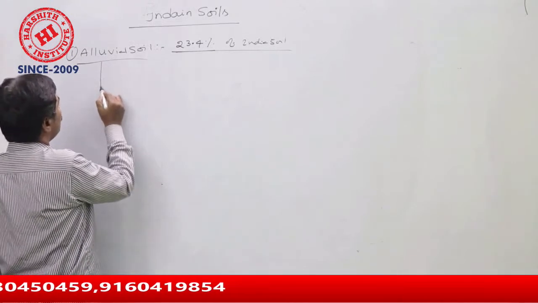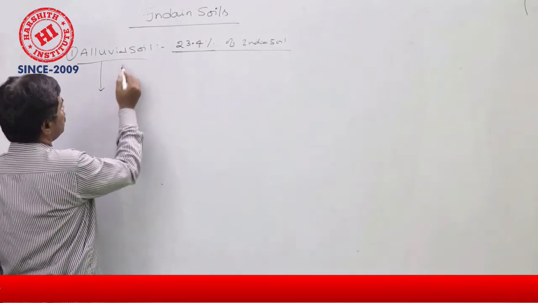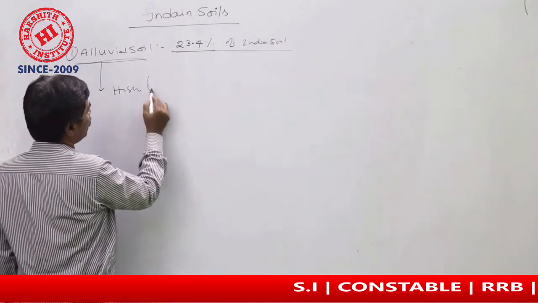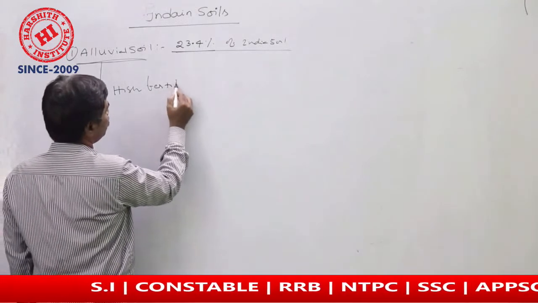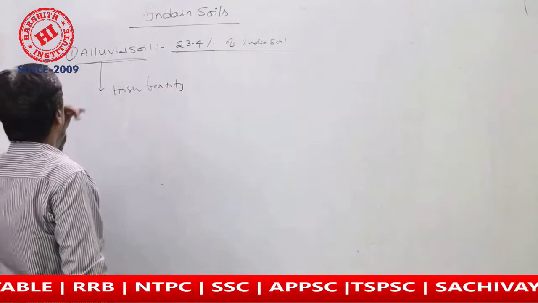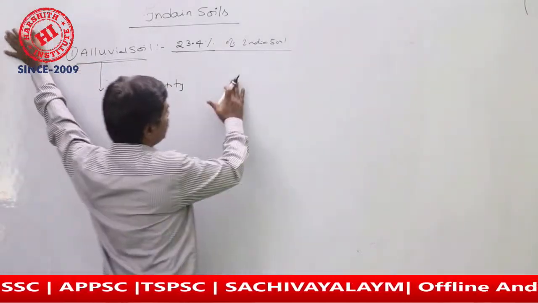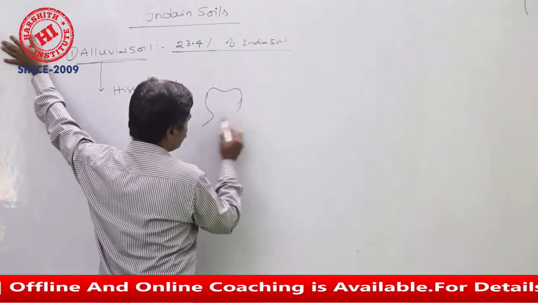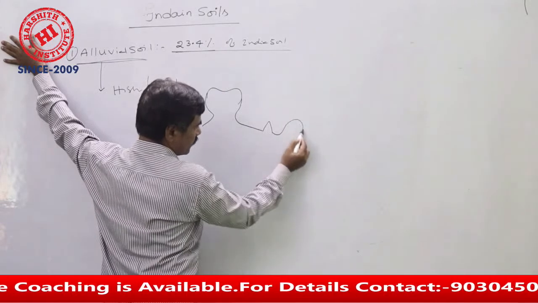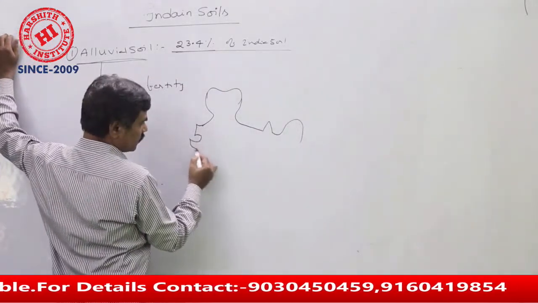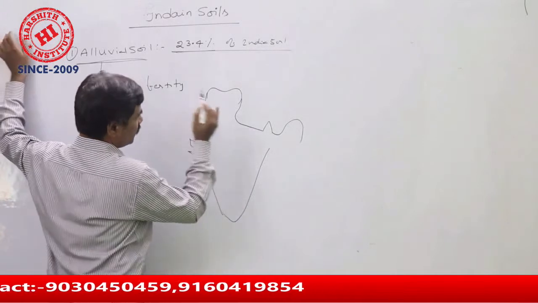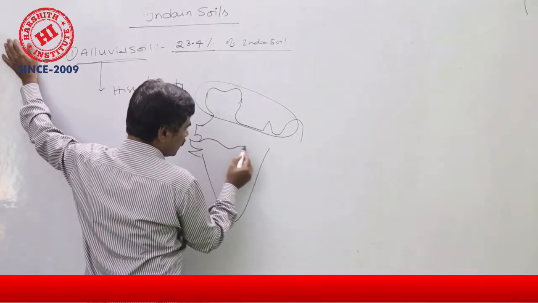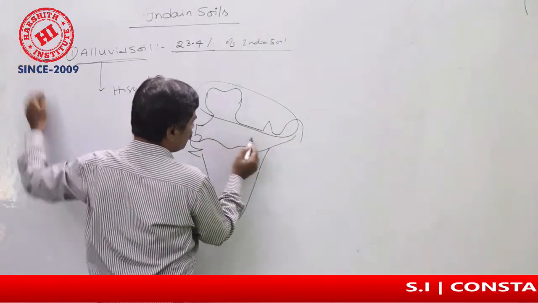So generally this alluvial soil has high fertility. This alluvial soil is mostly extended in North India, on the southern side of the Ganga, Sindhu, Brahmaputra plain. Right, now see, these are the Himalayan mountains, and on the southern side of the Himalayan mountains are the Ganga, Sindhu, Brahmaputra plain.